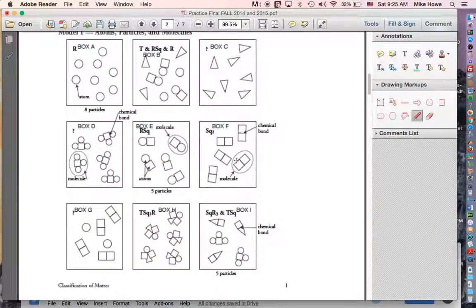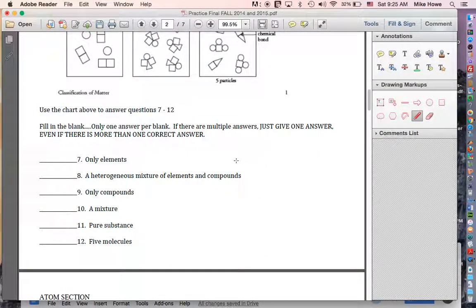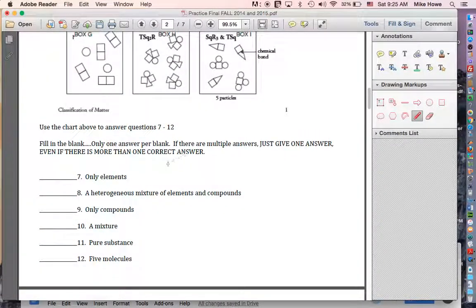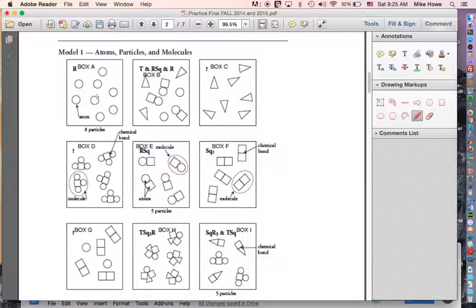Then we move to this section. There were lots of different answers for some of these and only one for others. So I'm going to flip back and forth and explain the answers. Elements have only one kind of atom. So if you look right here, this is only one kind of atom. This is only one kind of atom. This is only one kind of atom. Box G, you could also make an argument that that would be a correct answer because it's a mixture of elements, but still there are only elements in this box. That's an element, that's an element. These are the same kind of atom, that's an element.